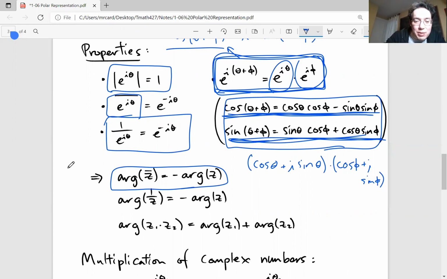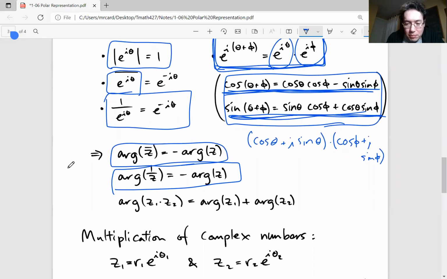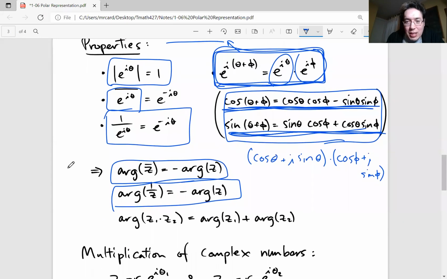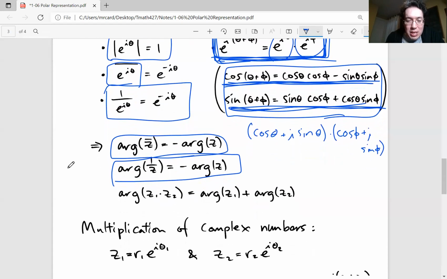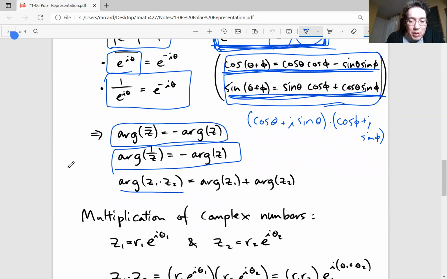You could say the same thing about 1 over z. And if you look at this formula, when you multiply numbers, the arguments add, the angles add. This is actually a really important insight because it works like exponents. Arguments behave like exponents for e. If you multiply numbers together, the angles add.